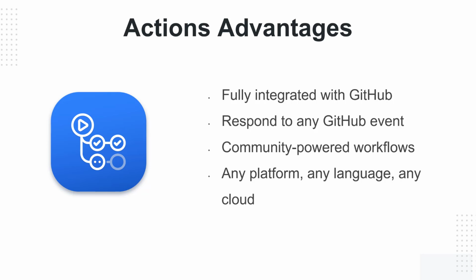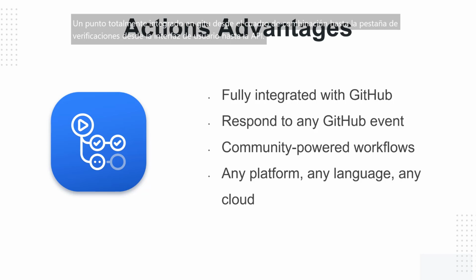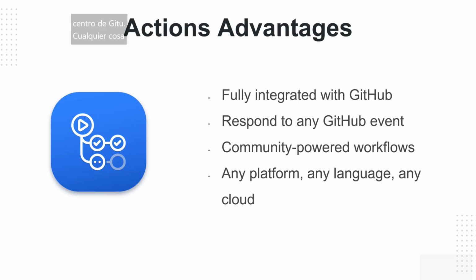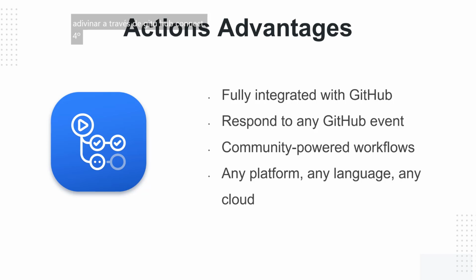Advantages of GitHub Actions are: 1. Fully integrated into GitHub from the Merge box to the Checks tab, from the UI to the API. 2. Trigger a job on any GitHub event to automate any workflow in your team. 3. Community is at the heart of GitHub. Anything you build with GitHub Actions is shareable, because it is just code in a repo. You can make it public, fork it, edit it, and make it yours. 4. And finally, it has to work on any platform, any language, any cloud.